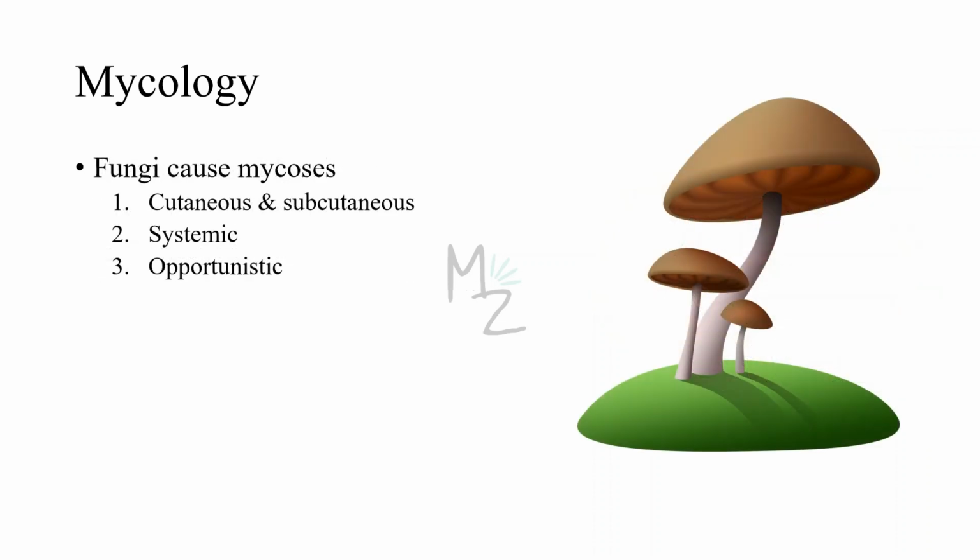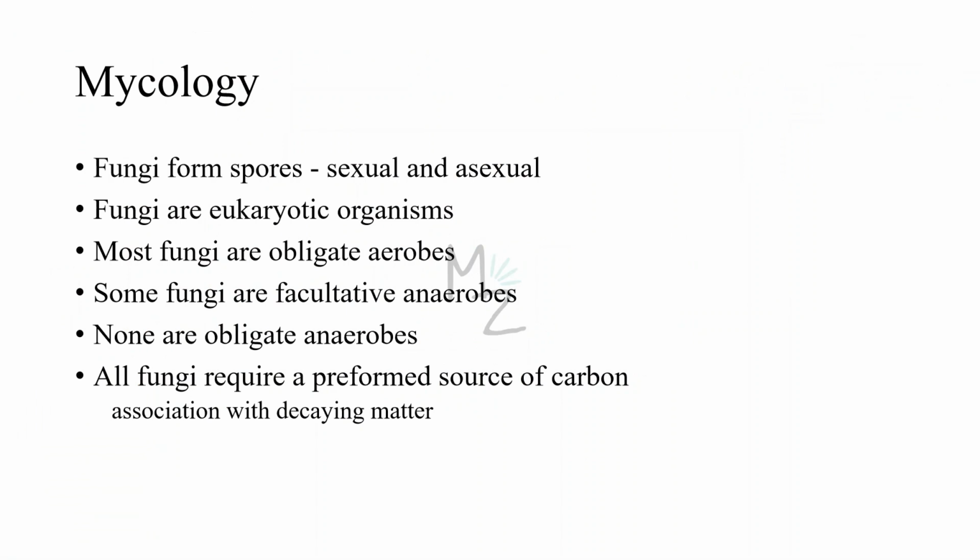Fungi are responsible for causing mycosis in human beings. There are three major kinds of mycosis: cutaneous and subcutaneous, then systemic, and the last one is opportunistic. Fungi form spores after sexual or asexual reproduction. If the spores are formed after sexual reproduction, they are termed sexual spores. And if spores are formed after asexual reproduction, they are termed asexual spores or conidia.